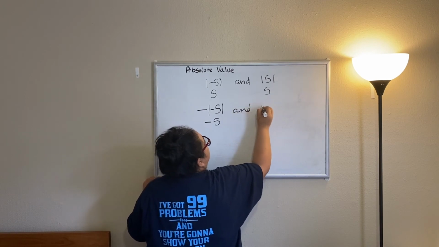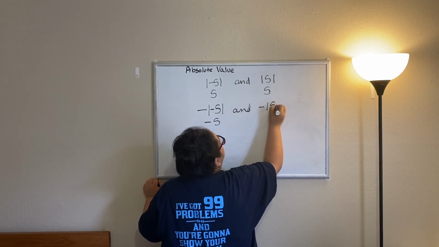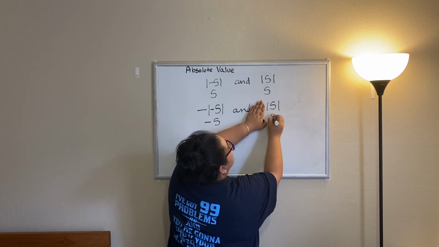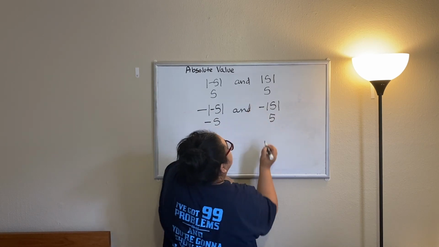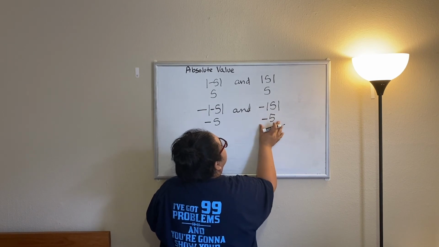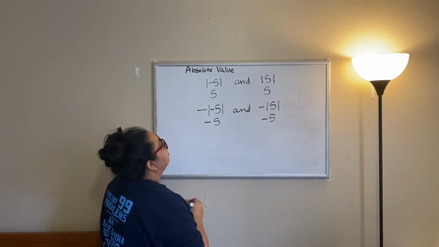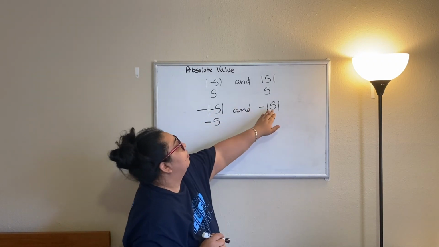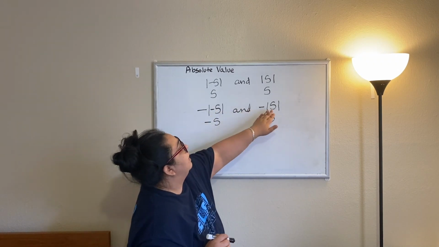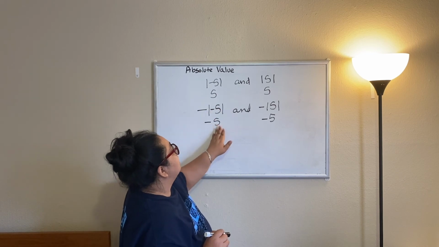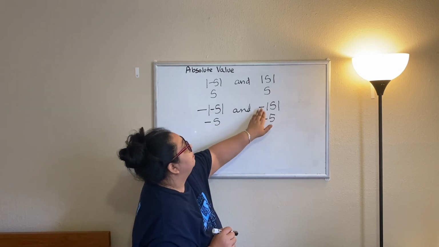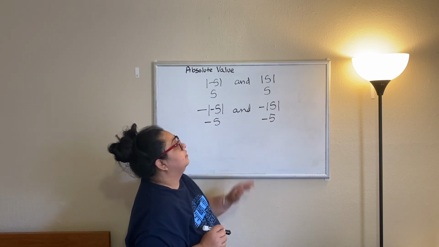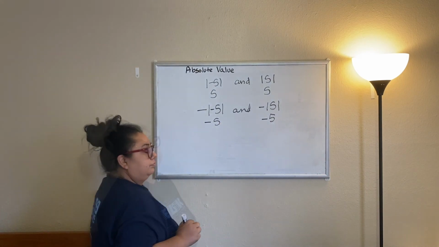Same thing if I have the negative absolute value of positive 5. Covering up the negative, the absolute value of positive 5 is just 5. But then we bring down the negative, making it a negative 5. So when there's a negative in front of the absolute value, it doesn't matter whether it's positive or negative inside the absolute value. The inside of the absolute value will come down as a positive, but then we must bring down the negative, making the overall answer a negative.